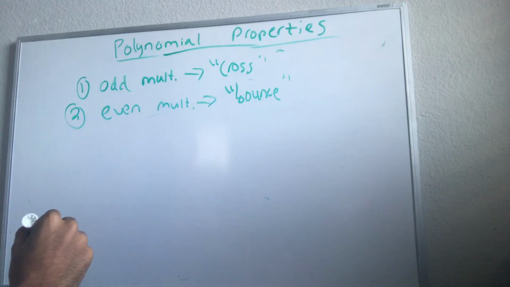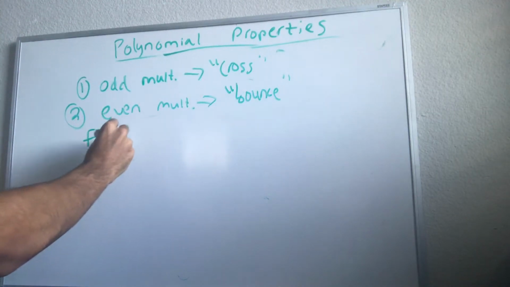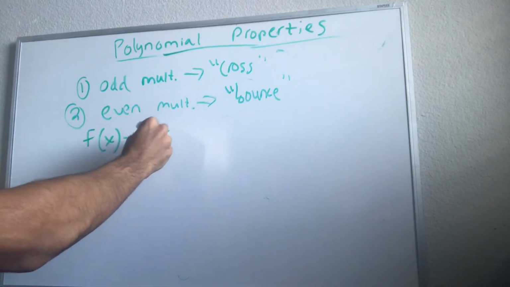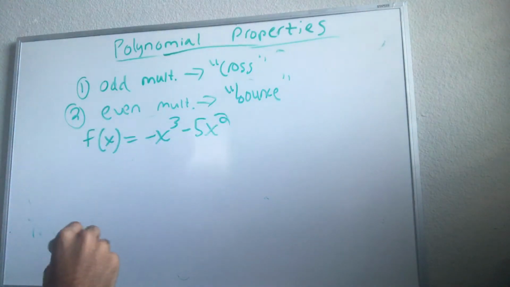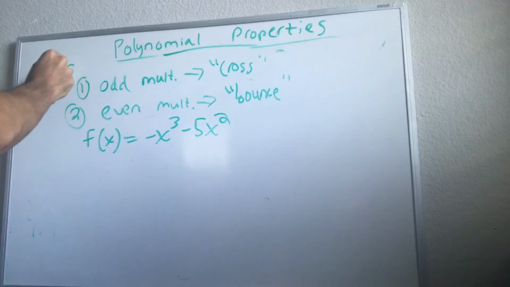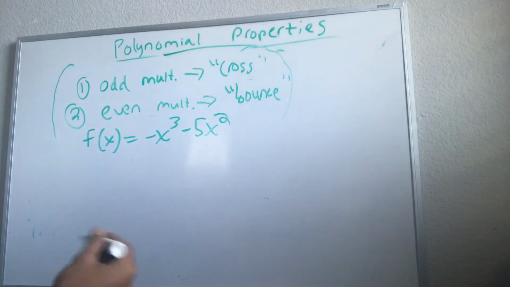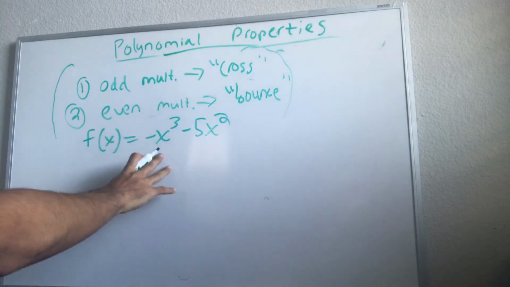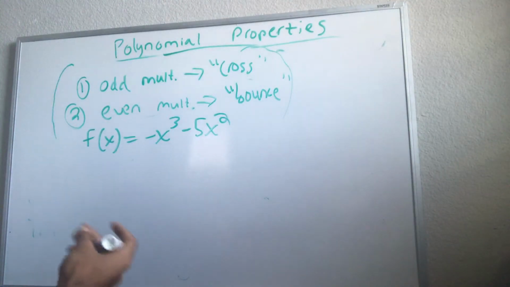So the first one here, I have the function f of x equal to negative x cubed minus 5x squared, and we want to graph this. Now obviously you know different things about end behavior. You know these two rules to apply. And you also know that you can find the zeros of this by factoring and setting it equal to 0, like you would do for any quadratic function.